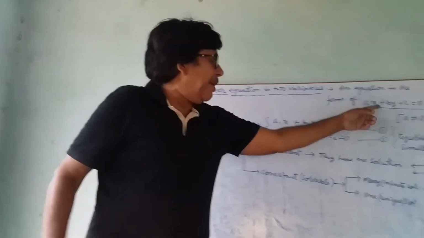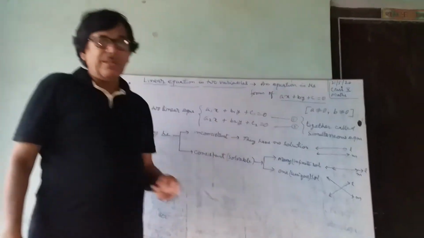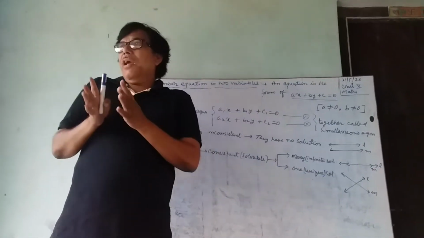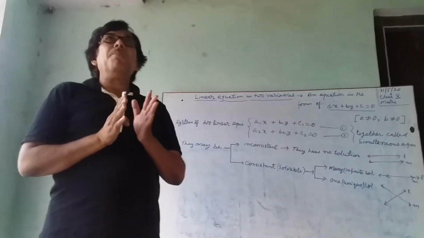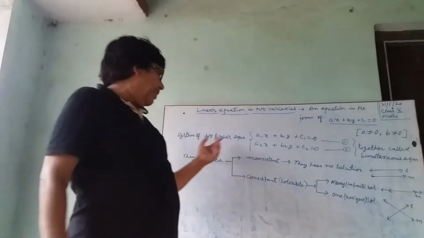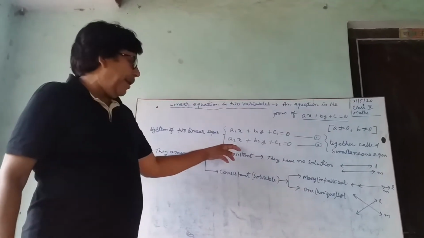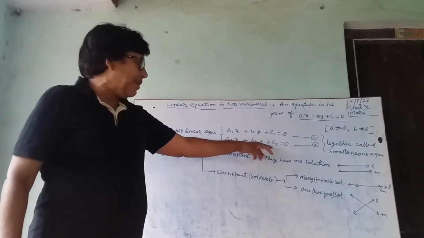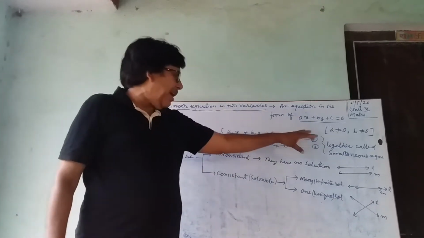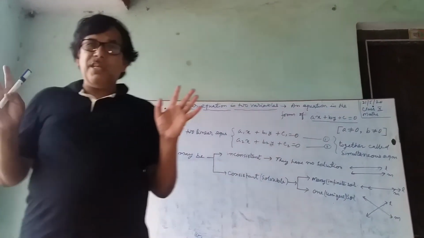This x and y are two variables. Therefore, to solve such equations, at least two equations are needed. They are together called a system of linear equations or simultaneous equations, like a1x plus b1y plus c1 equal to 0 and a2x plus b2y plus c2 equal to 0. This system of linear equations in two variables is together called simultaneous equations.